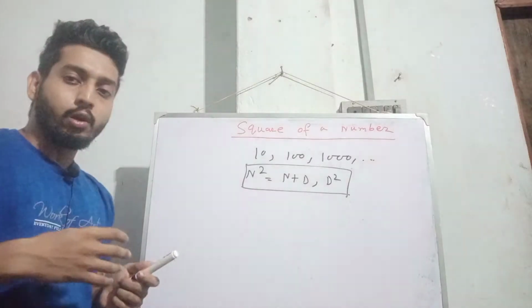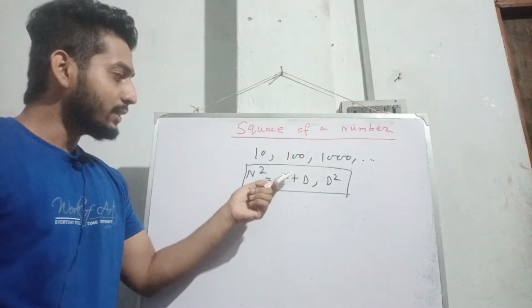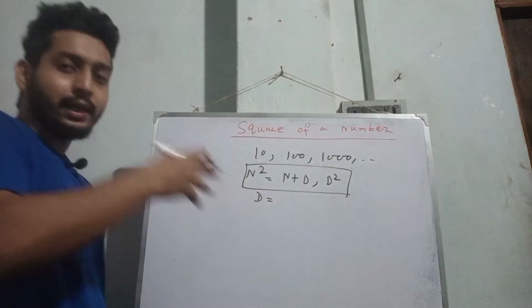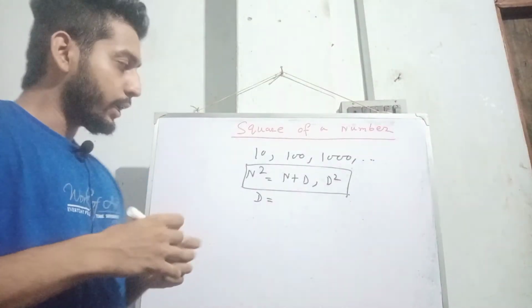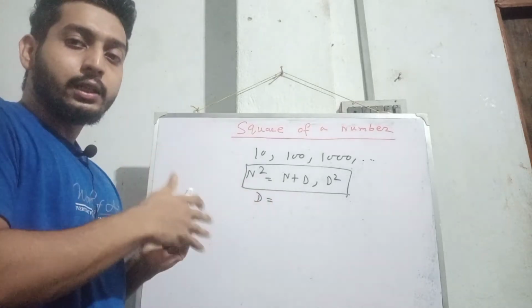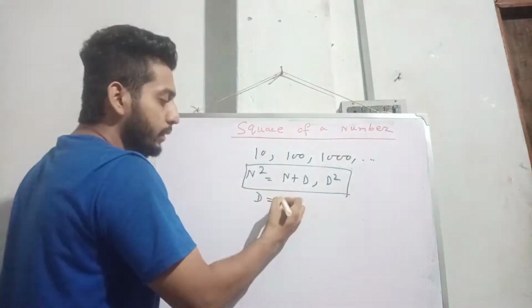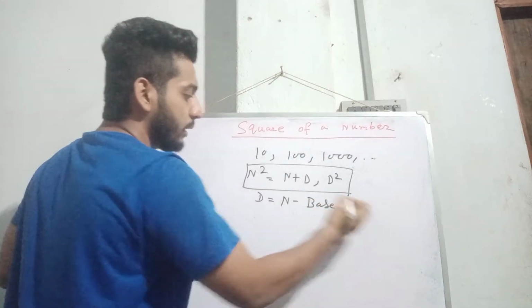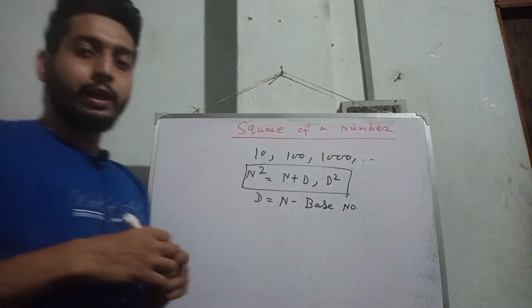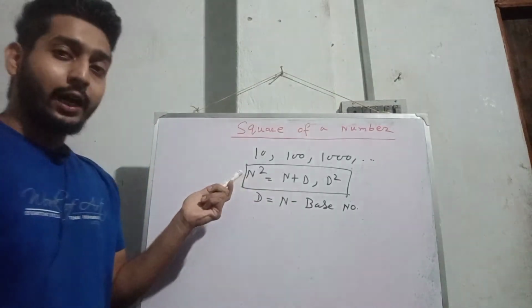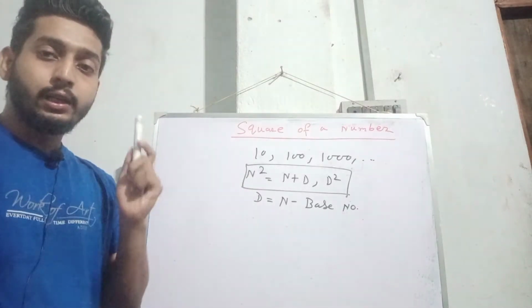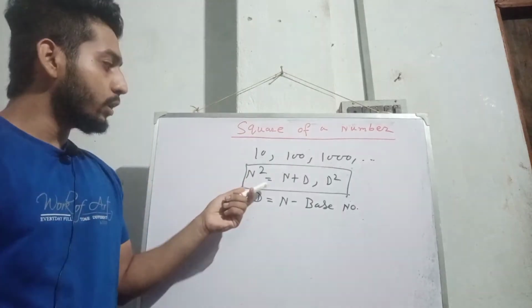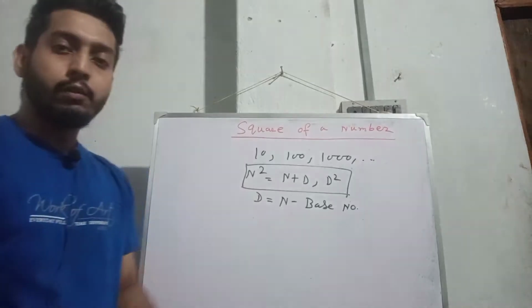Those are the numbers, we call them base numbers. So what is D here? D is the distance of the base and that number. That is, if the number is n, then n minus the base number will be our D. This is the formula to find D. Here n is the number whose square we need to find. So n square equals n plus D comma D square will be the formula.